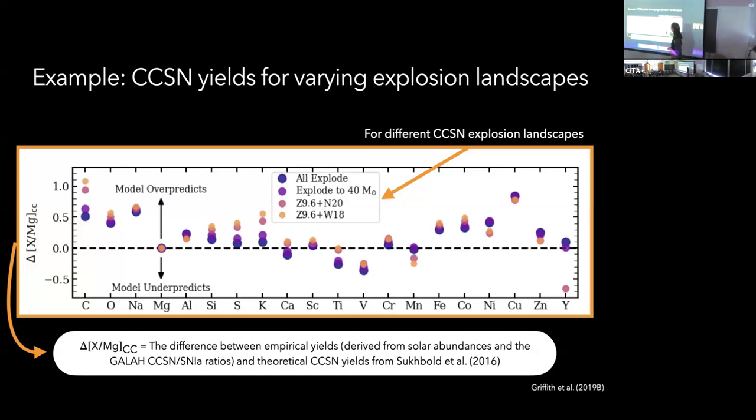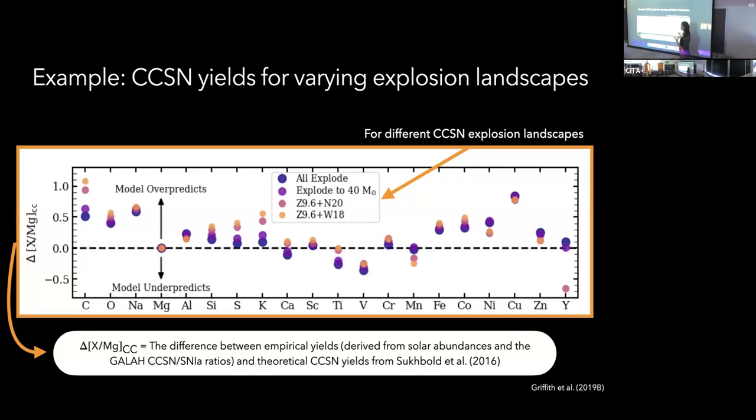So you can tell, if a point is above this line at 0, the theoretical model is over-predicting the yield of that element relative to what we would say it should be from our empirical calculations. And if it's below, the model is under-predicting it.